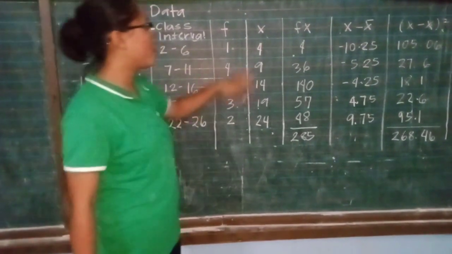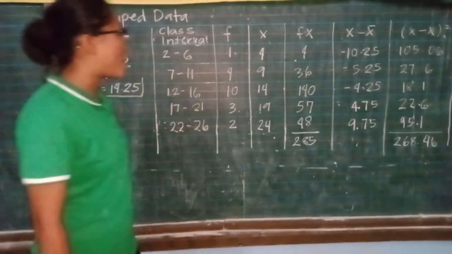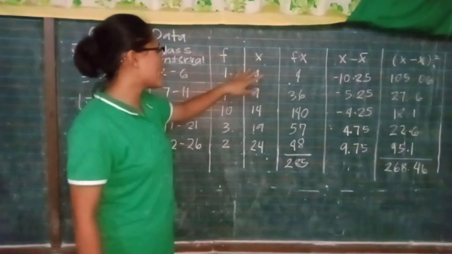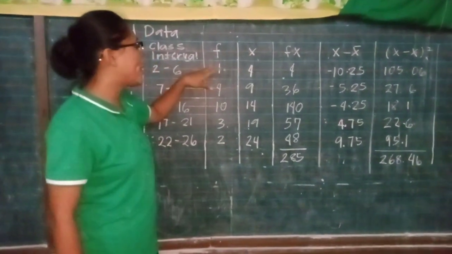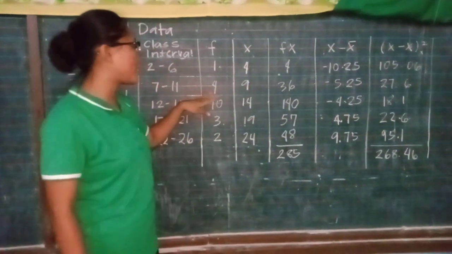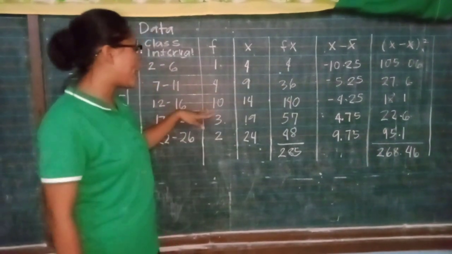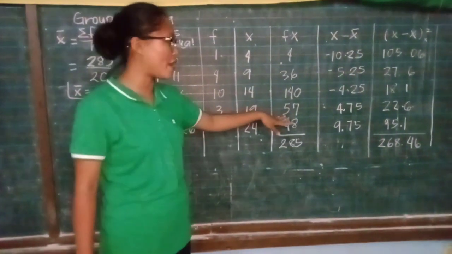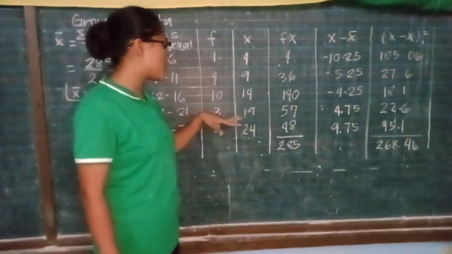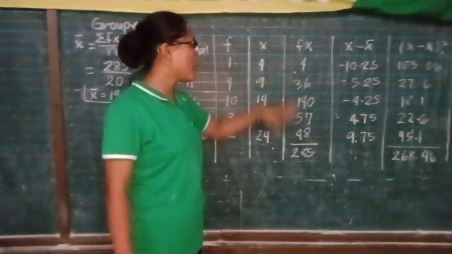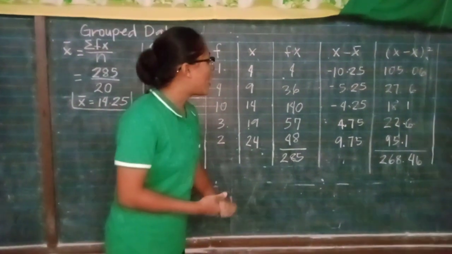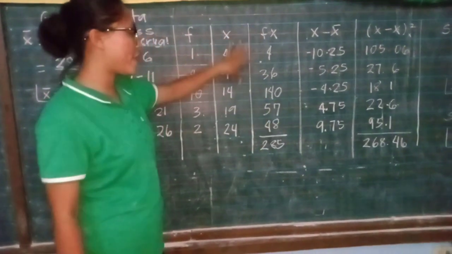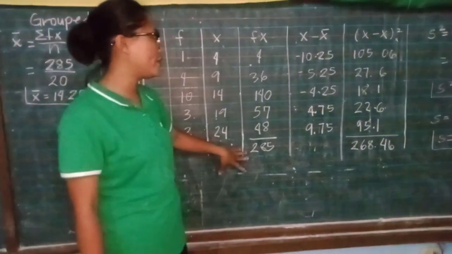And proceed to the next column, our fx. We will multiply our f and x, and that will be 1 times 4 is 4, 4 times 9 is 36, 10 times 14 is 140, 3 times 19 is 57, 2 times 24 is equal to 48, and the total number is 285. Our fx total number is 285.